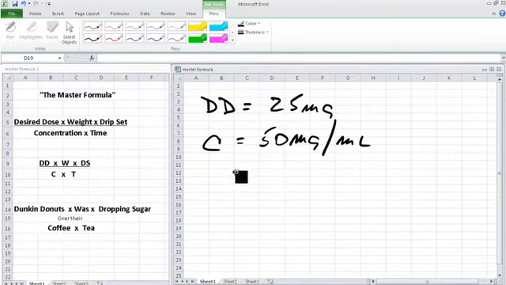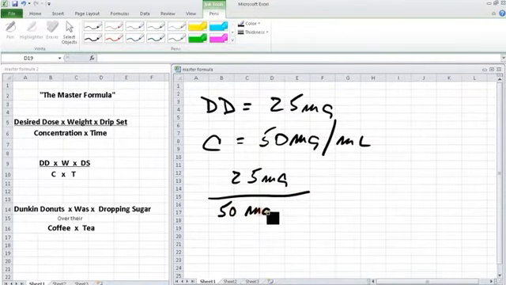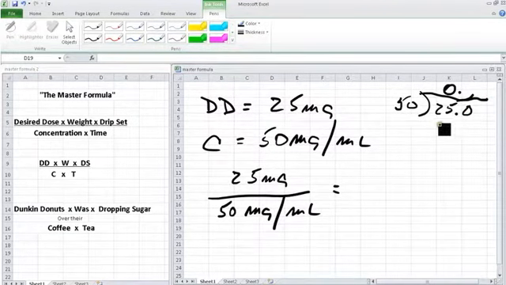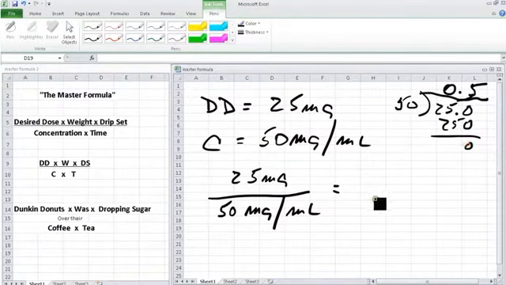So doing the DD divided by C, 25 milligrams over 50 milligrams equals, in this case, we're already in the most reduced formula. We're in the standard concentration. We have to do the division, 50 into 25. Let me do that up here. 50 divided into 25. All right. Well, 50 goes into 25 0 times. And let's bring down. And 50 goes into 250 5 times. So our final answer is 0.5 milliliters.